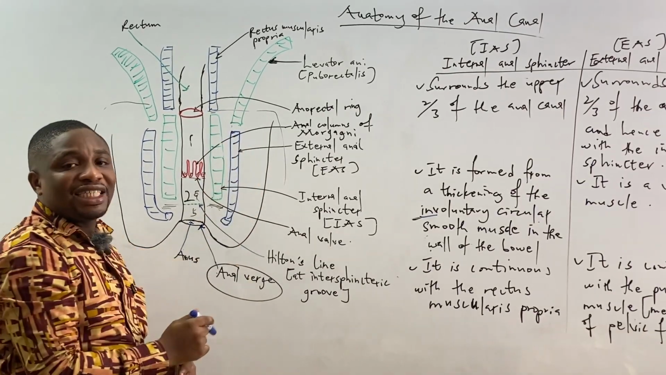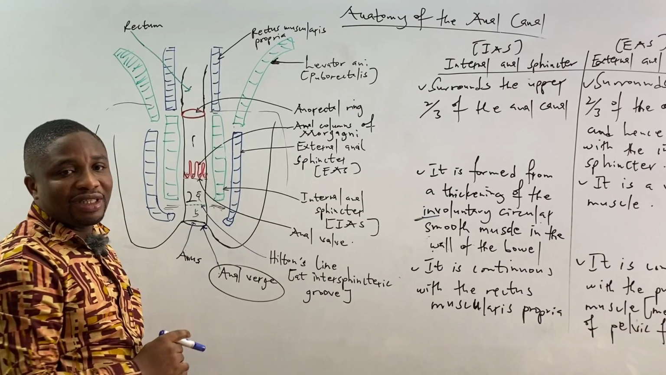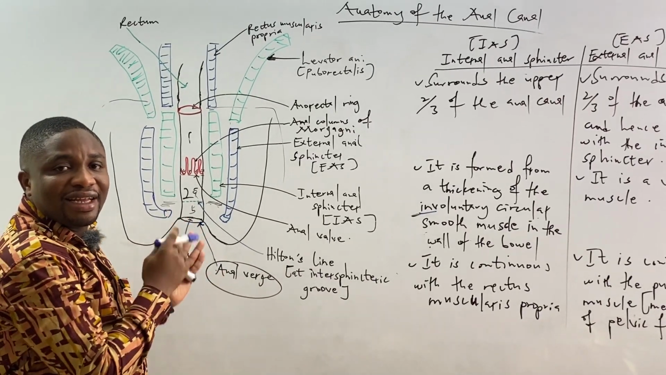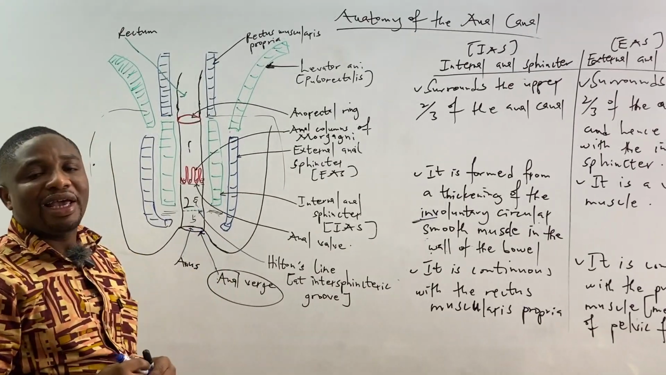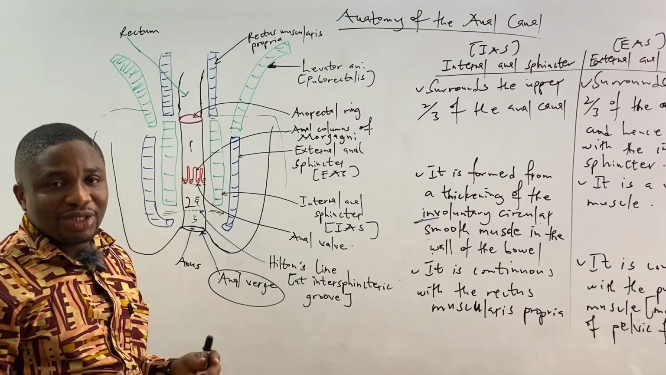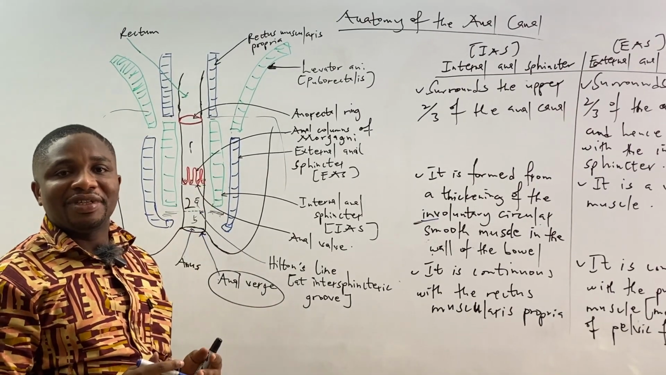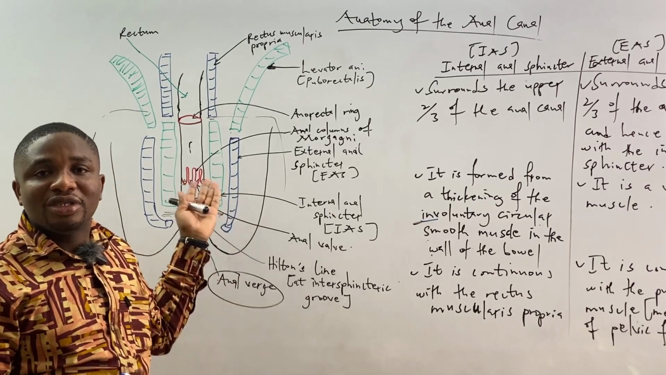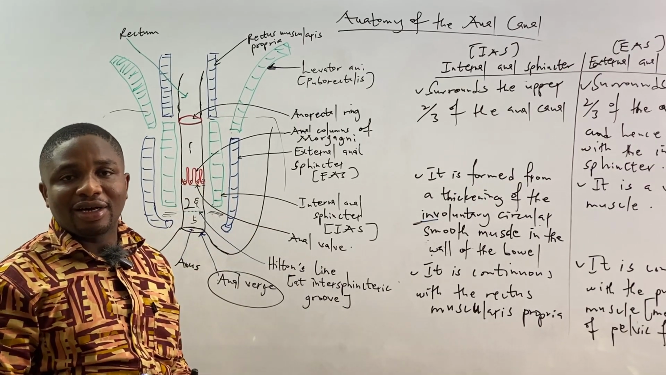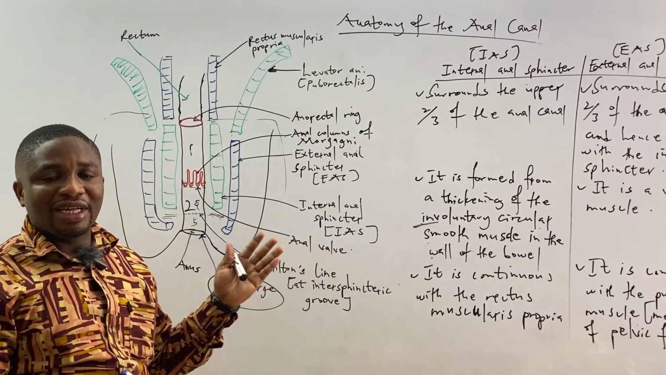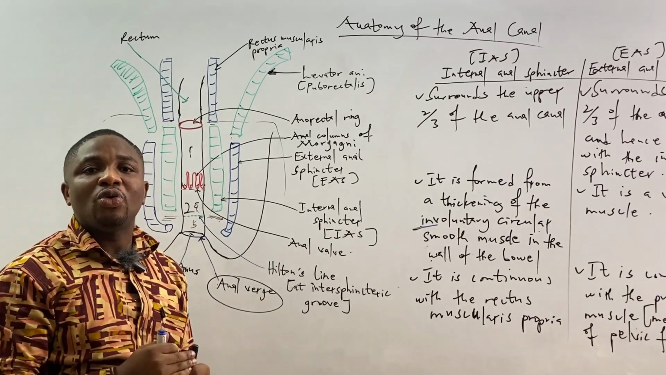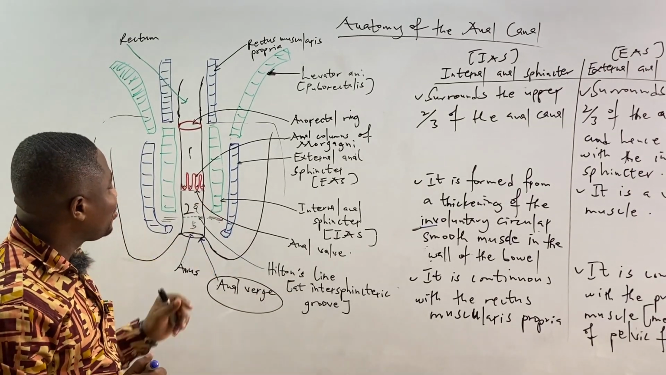The external anal sphincter is lower than the internal anal sphincter, and vice versa. That is, the internal anal sphincter is higher than the external anal sphincter. That is why we are saying the internal anal sphincter surrounds the upper two-thirds of the anal canal, whilst the external anal sphincter surrounds the lower two-thirds of the anal canal.